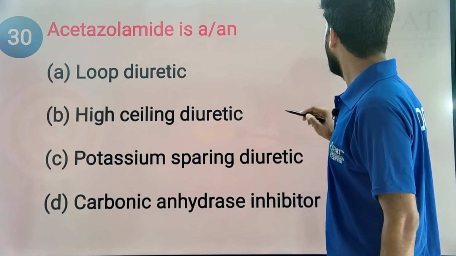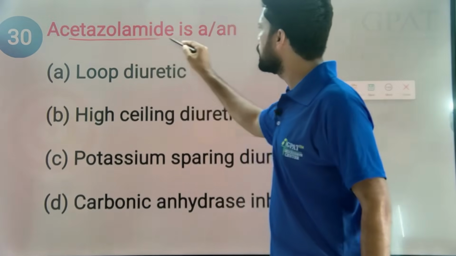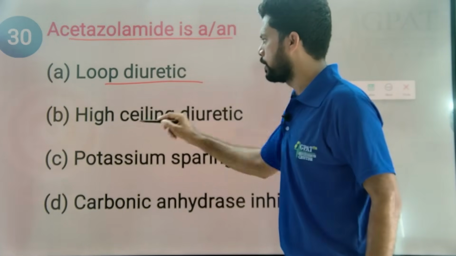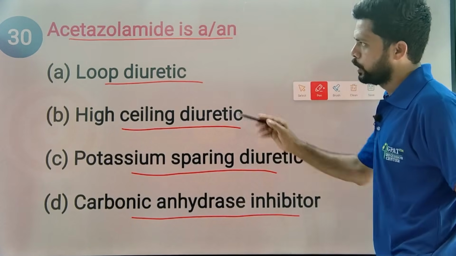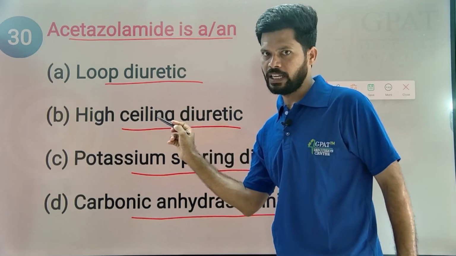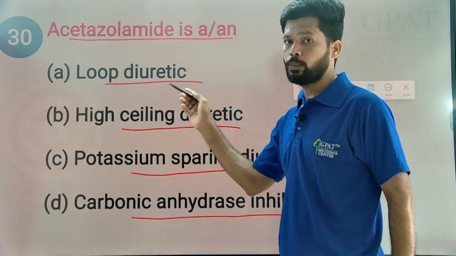Next, acetazolamide is a loop diuretic, high ceiling diuretic, potassium sparing diuretic, or carbonic anhydrase inhibitor. Loop diuretics are also known as high ceiling diuretics, and the loop diuretic example is furosemide.